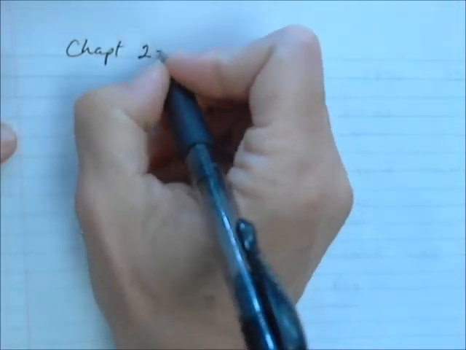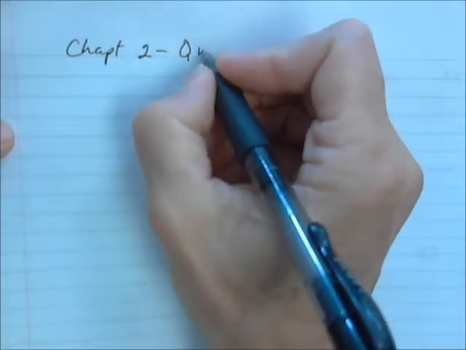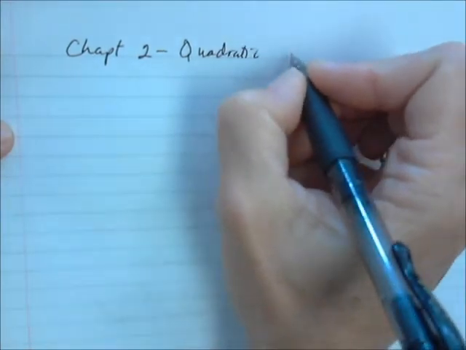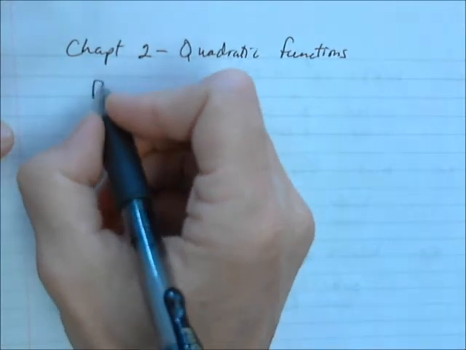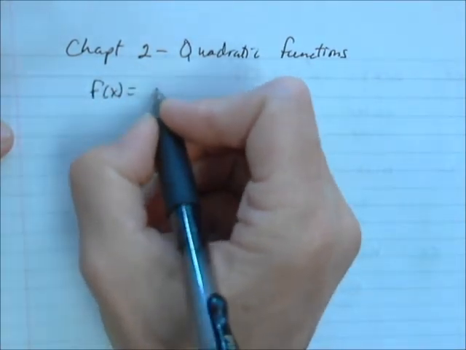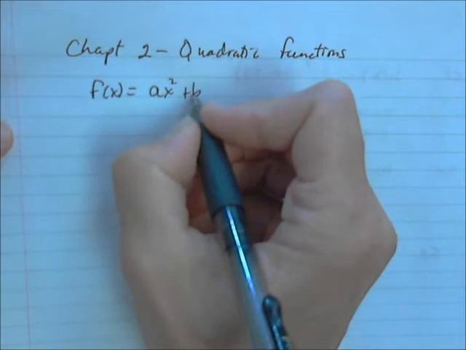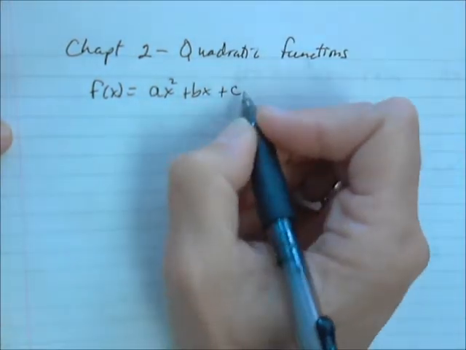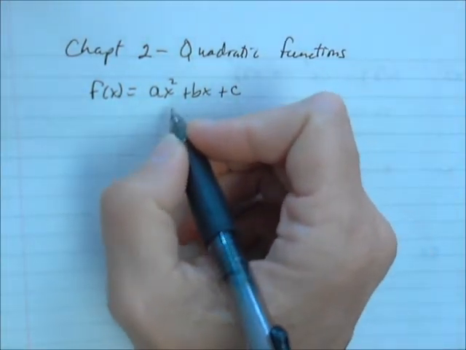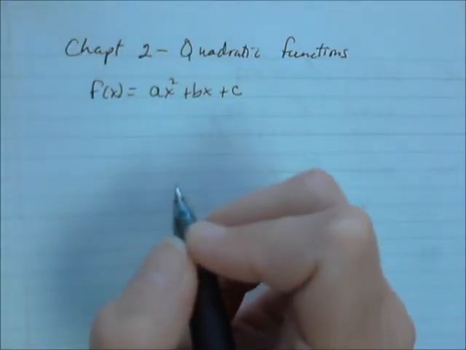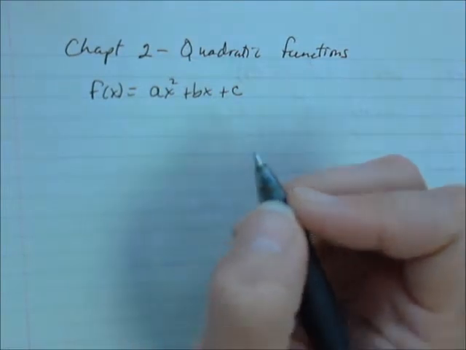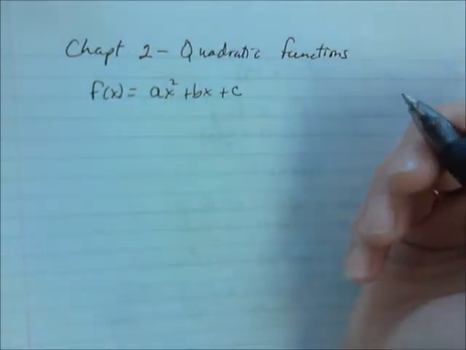Today's lesson is the start of Chapter 2, and we're going to talk about quadratic functions today. A quadratic function is written f of x is equal to ax squared plus bx plus c. A, b, and c can be any numbers, and a just can't be equal to 0, otherwise you wouldn't have a quadratic function.